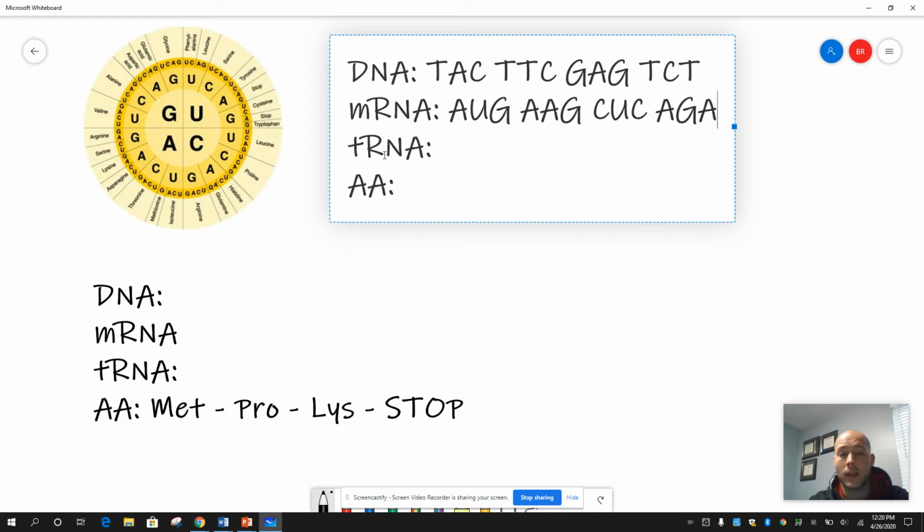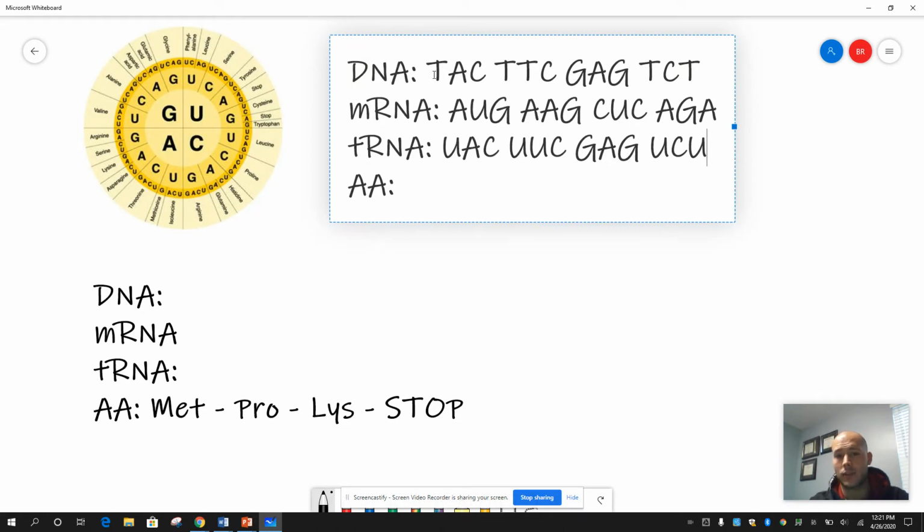However, I do have tRNA in here because if you recall, the tRNA holds the anticodon. That's what's going to transfer the amino acids. The anticodon is how it knows which amino acid to bring in. So all the tRNA is the complementary of the mRNA. So now we're going to do that one, which is just UAC, UUC, GAG, and then UCU.